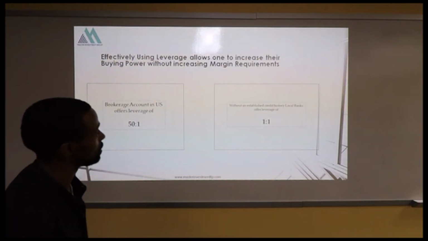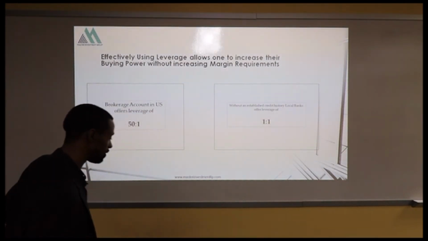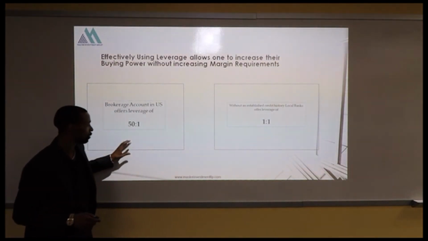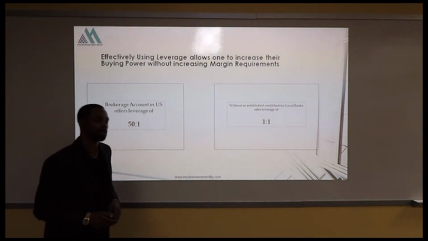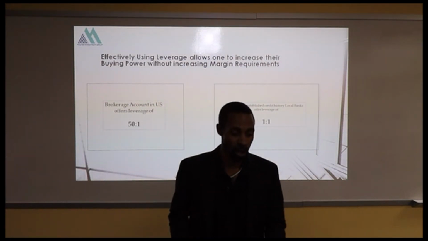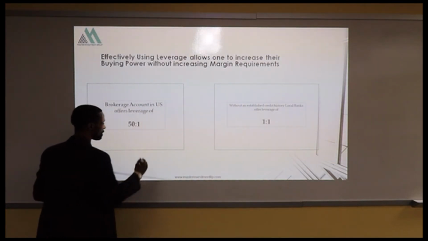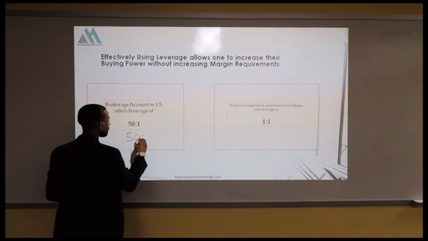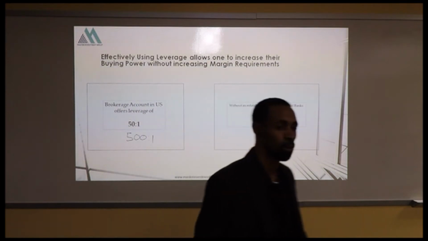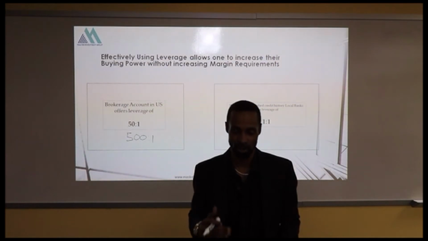Effectively, using leverage allows one to increase their buying power without increasing their margin requirements. When you're dealing with a normal broker in the United States, they will offer you what's known as 50 to 1. That means for every $1 that you put up, they will give you $50. If we're talking about abroad, brokers will give you what's known as 500 to 1. For every $1, they will give you $500. So this is abroad.